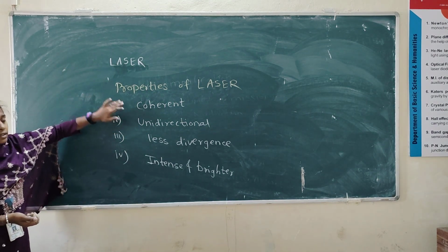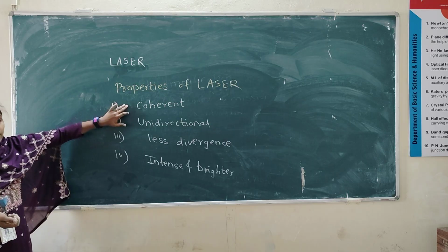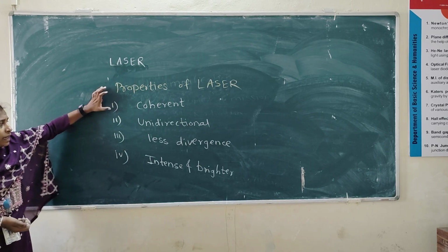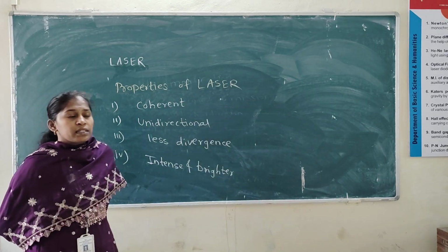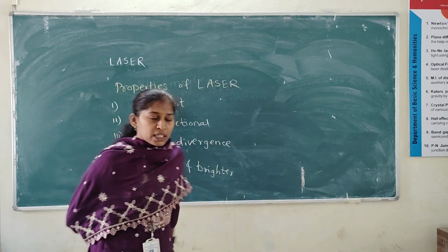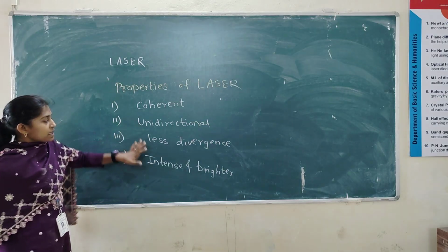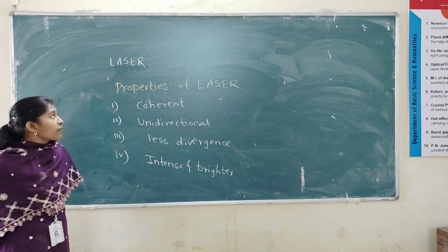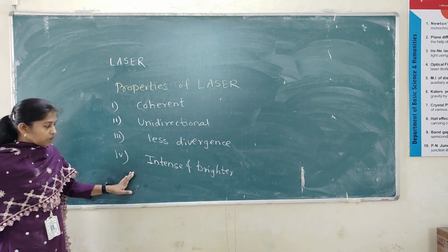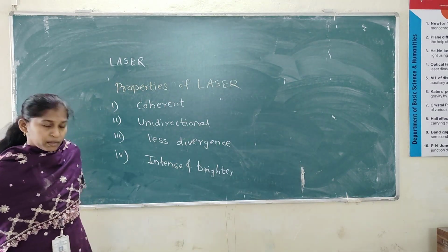First, laser is a coherent source, meaning it has the same or maximum wavelength. Second, unidirectional means it travels in one direction only. Laser has less divergence, meaning the spreading of the laser is less. Third, it is intense and bright.